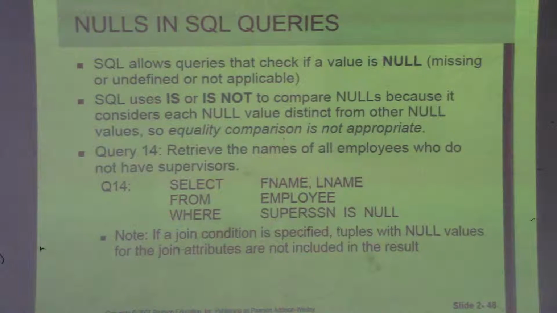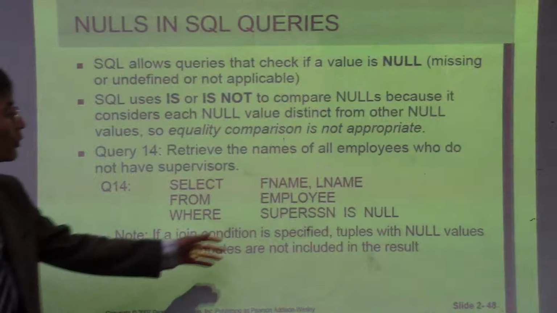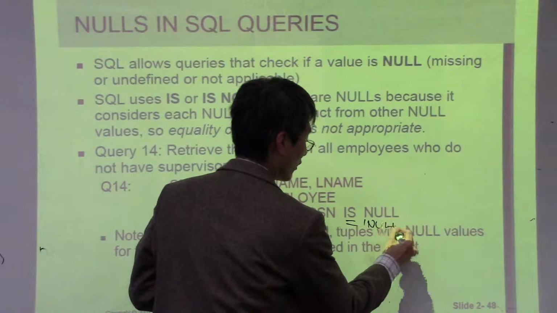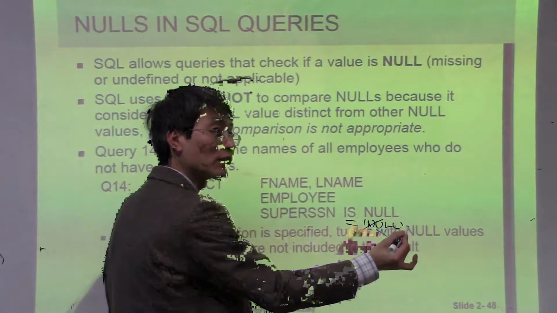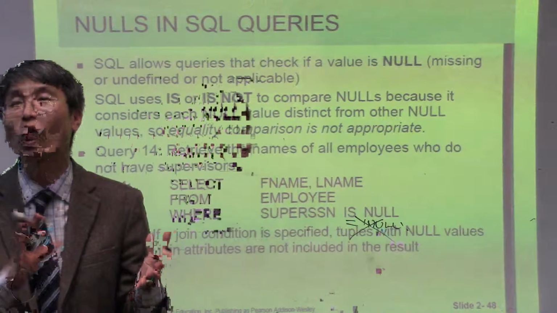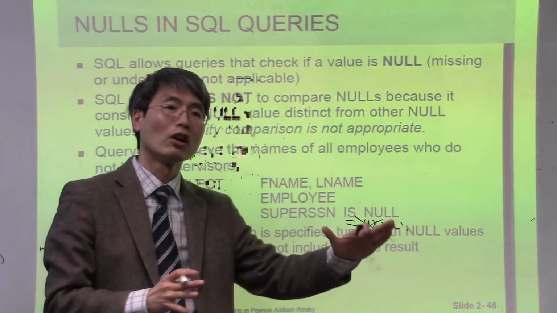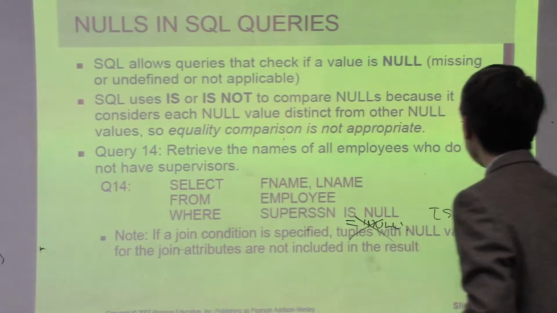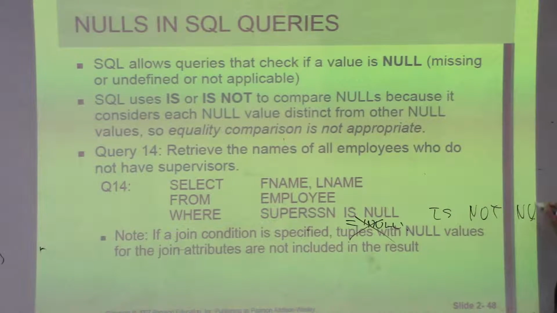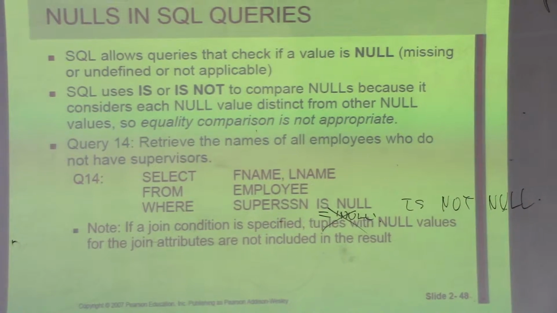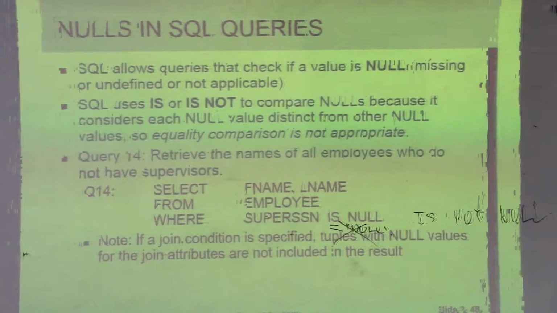Null. We cannot use this one because we cannot compare null with other data. Only IS NULL, whether this is null or not, or IS NOT NULL. We have only two operations for null: IS NULL or IS NOT NULL. Okay? Be careful.